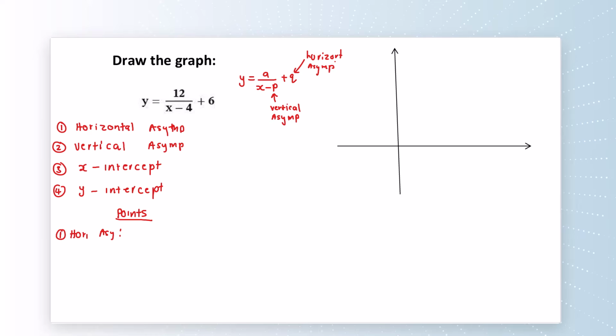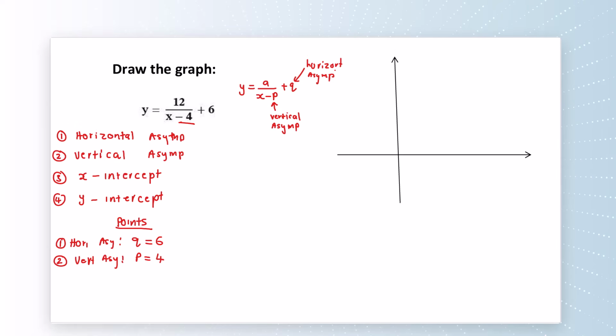Okay. Let's go ahead and start with the horizontal asymptote. It's going to be q equals 6. So that always gives you the horizontal asymptote. Then let's go on and find the vertical asymptote. Remember I said when you check here, if it's minus 4, you know your vertical asymptote is going to be positive 4. If it was plus, it's going to be minus. It always opposes. So p equals positive 4.